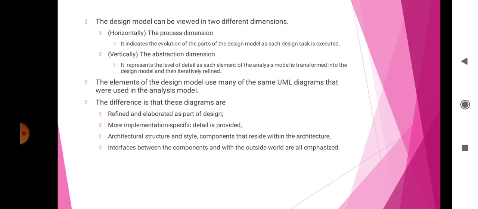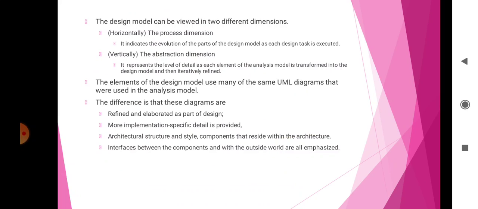Then the design model can be viewed in two different dimensions. We have already seen it in the diagram. One is horizontal, the process dimension, which indicates the evolution of the design model as each design task is executed. The second is vertical, the abstraction dimension. It represents the level of detail as each element of the analysis model is transformed into the design model and then iteratively refined.